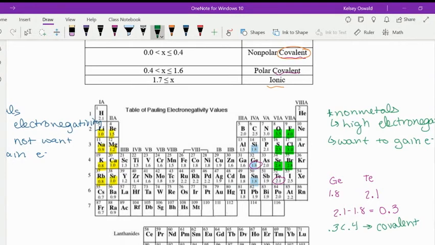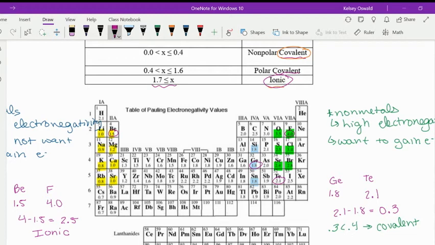However, if we looked at, let's say, beryllium and fluorine. Beryllium has an electronegativity of 1.5. Fluorine has an electronegativity of 4. When we look at that difference, we can see that fluorine is 2.5 more electronegative than beryllium. So fluorine really wants that electron more. So it's going to totally steal away that electron from beryllium and form an ionic compound, because that electronegativity difference is greater than 1.7.